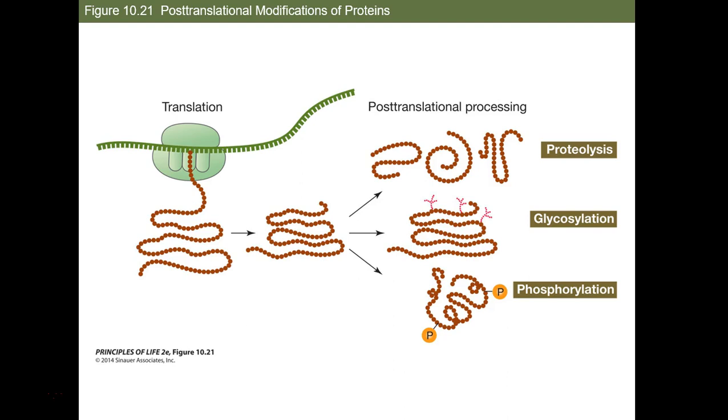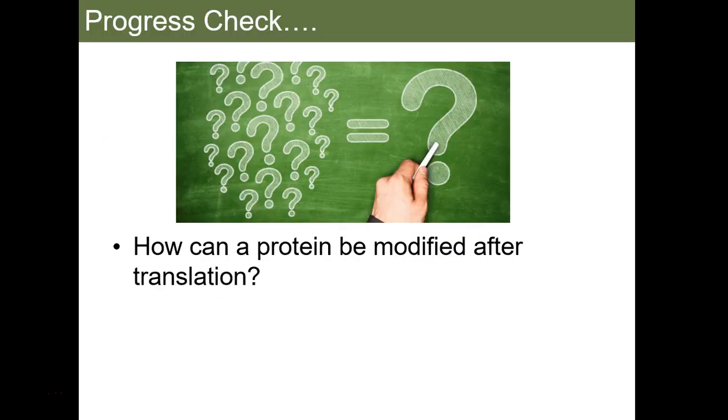Figure 10.21 is illustrating several ways the polypeptide chain may be modified after translation, such as in proteolysis, glycosylation, and phosphorylation. Okay, last progress check for the chapter. Take your time to answer this question and move on to the last few slides.